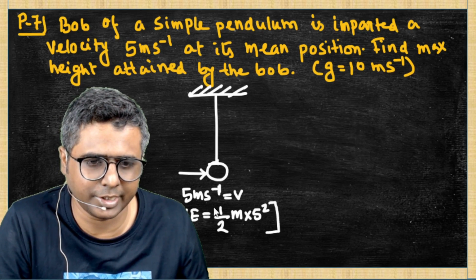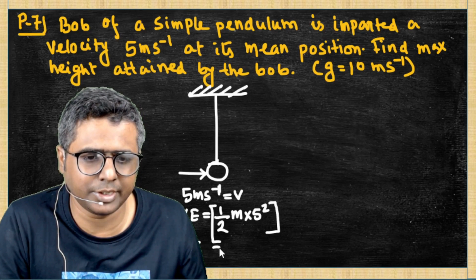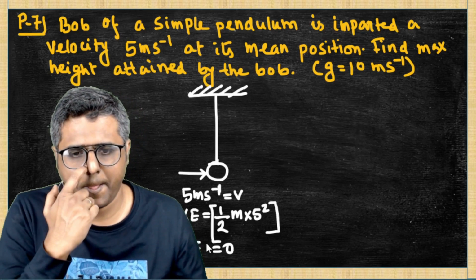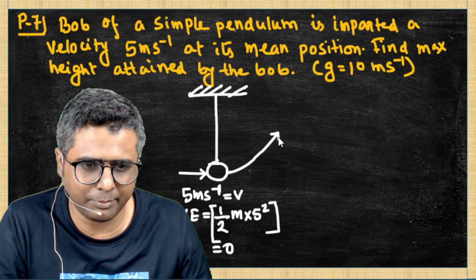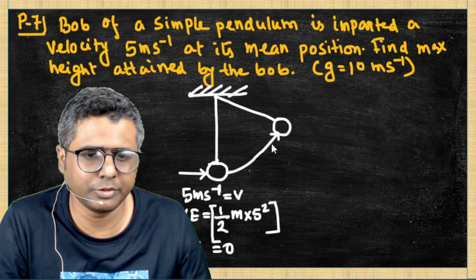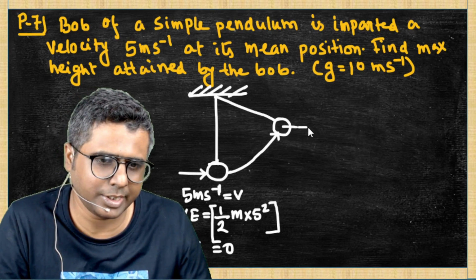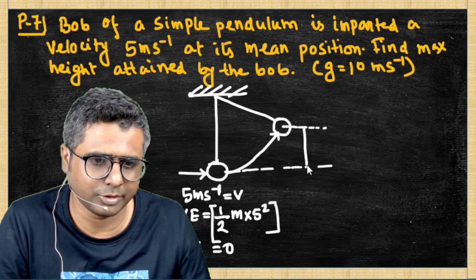So this is the kinetic energy at this point, and at this point potential energy will be considered as 0, right? Now this is important. The question is what maximum height it is going to reach. Maybe we are taking this point, this is the height it is going to reach with respect to this one.